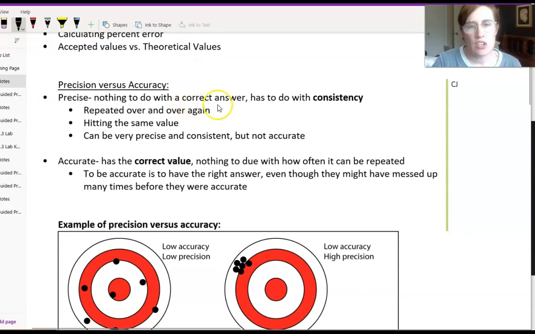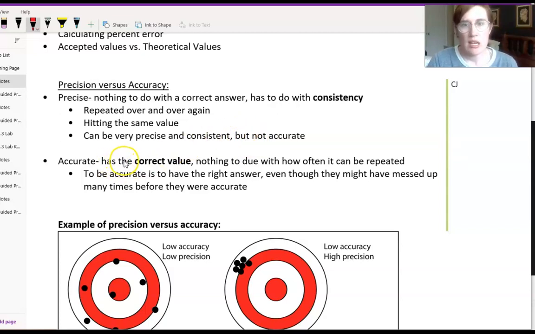Precision actually has nothing to do with a correct answer and has everything to do with consistency. So precise data is something that can be repeated over and over again, where we're hitting a similar value, and it's basically giving us data that's very consistent. It doesn't necessarily mean that data is accurate, although it can mean that, which we'll look at later. But precision has everything to do with consistency of data.